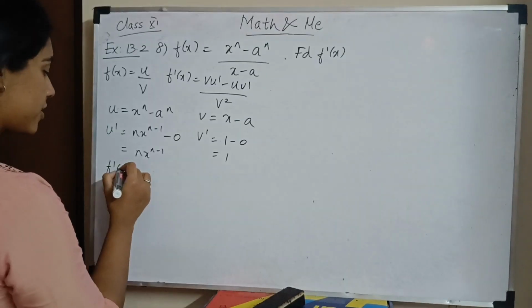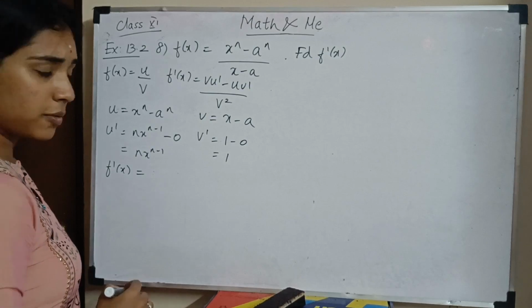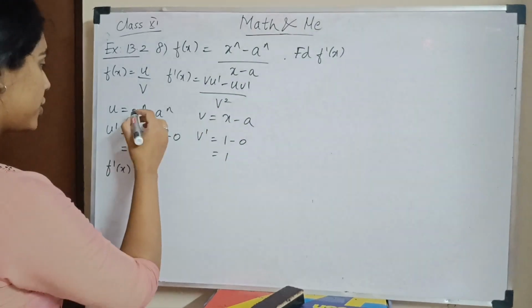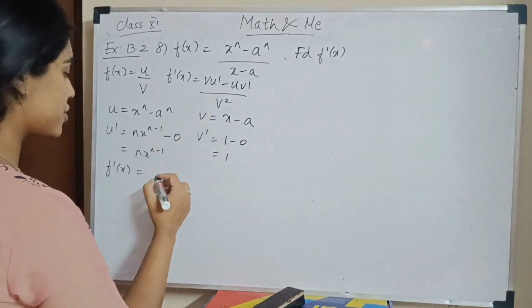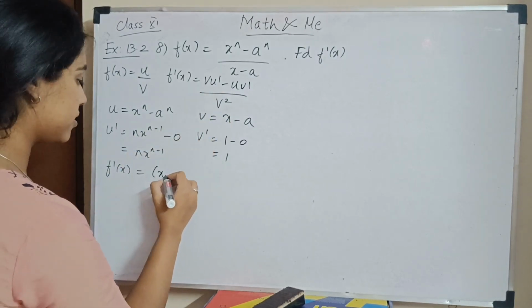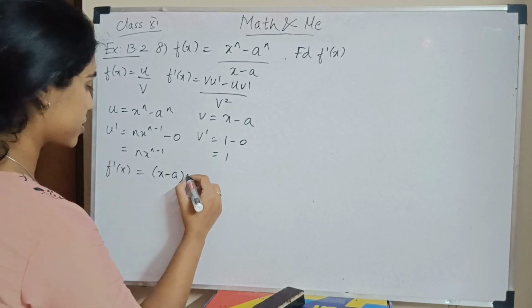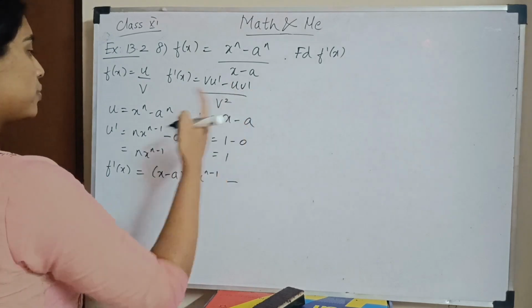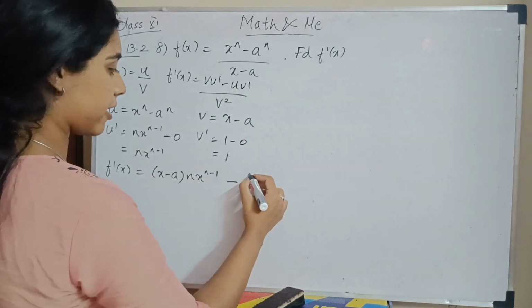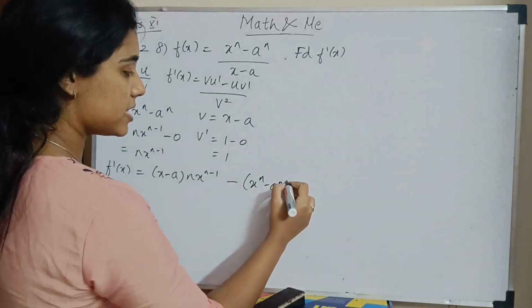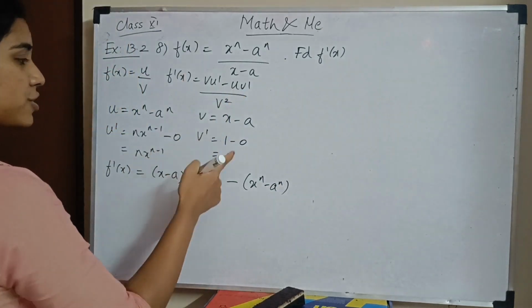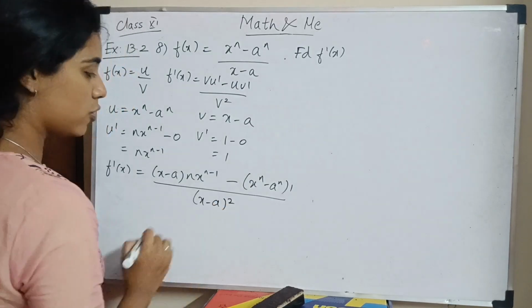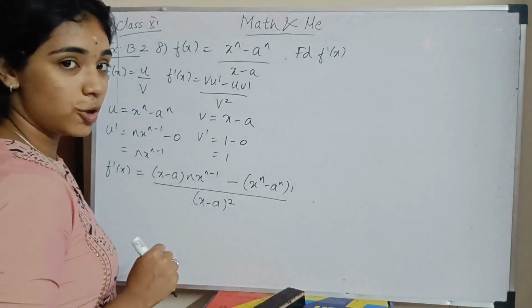So now let's substitute it in the formula. F dash of x, what do you get? vu dash minus uv dash divided by v square. So what do you get? vu dash. What is your v? x minus a times u dash, which is n x to the n minus 1, minus uv dash. What is your u? x to the n minus a to the n. v dash. What is your v dash? 1, divided by x minus a the whole square. Put a bracket around everything, otherwise you'll miss the sign.